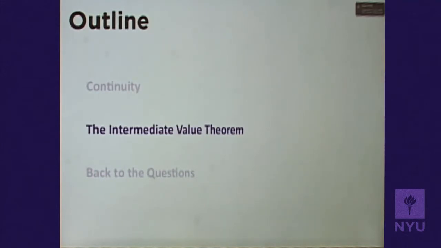So we've talked about what it means for a function to be continuous, functions which are necessarily continuous, and ways that a function can fail to be continuous. I want to talk next about an important theorem of continuous functions called the intermediate value theorem.